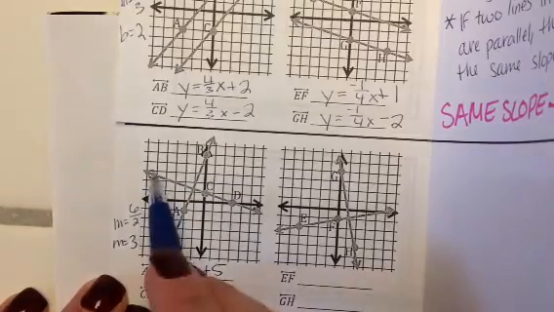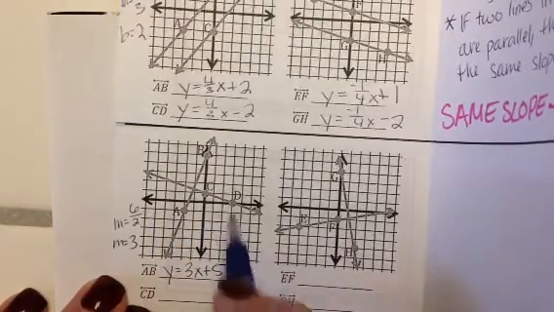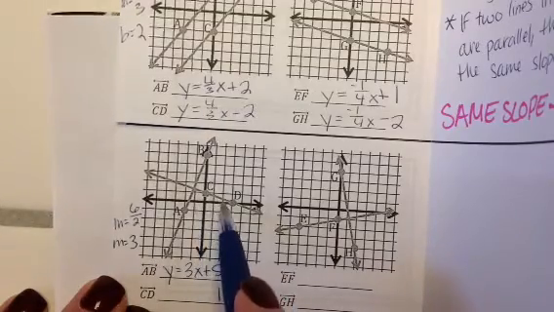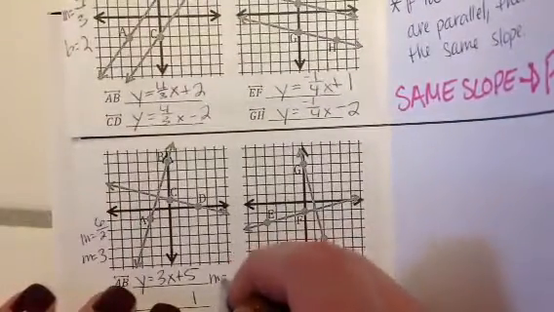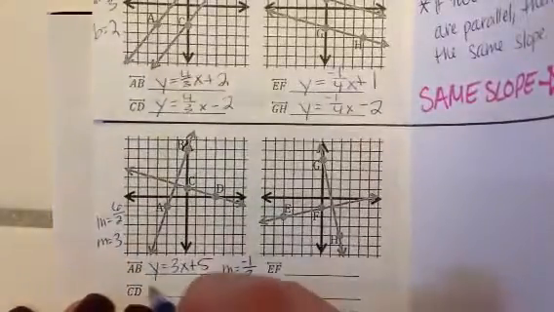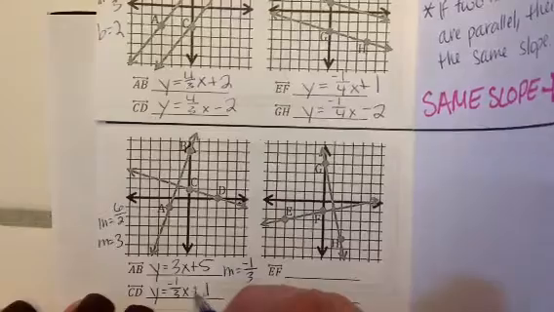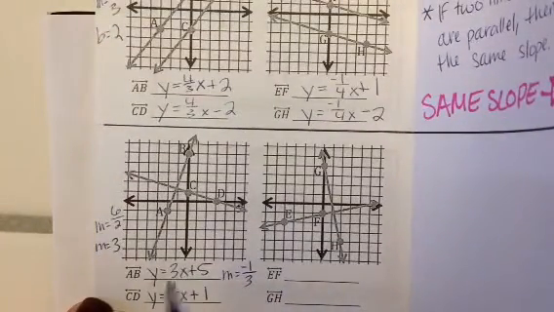Let's take a look at CD. It has a y-intercept of 1, and it has a slope of down 1 over 1, 2, 3. So its slope is m equals negative 1 over 3. Y equals negative 1 over 3x plus 1 is the equation for CD. Do you notice anything between these slopes?